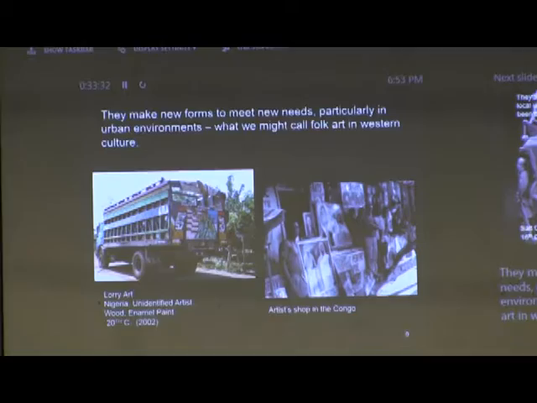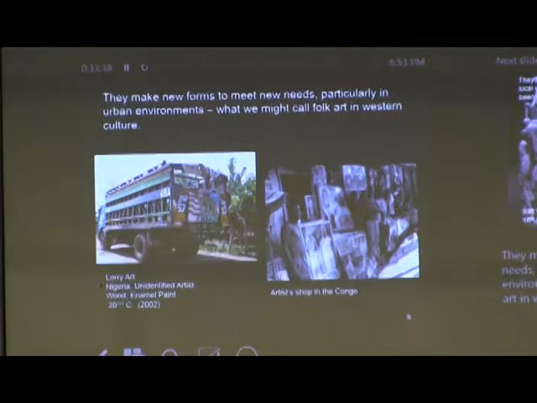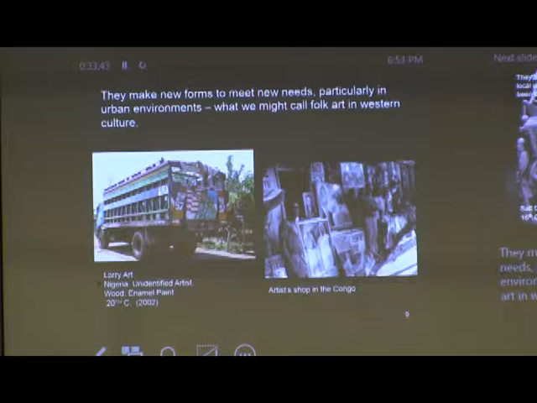And here you have just paintings that are made, which people buy to decorate their apartments and their homes in the urban areas. In this case, we're not in Nigeria, we're in the Democratic Republic of the Congo.